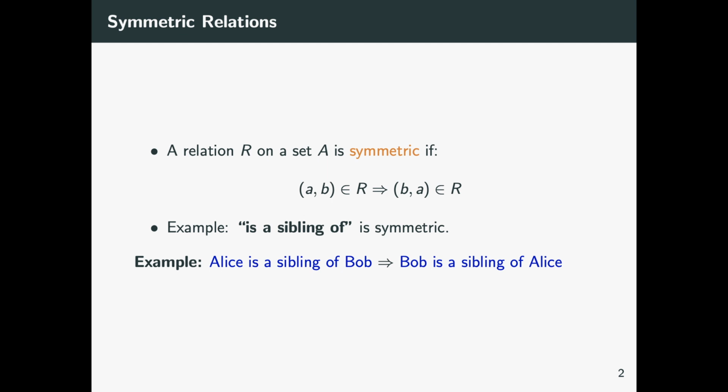For example, consider the relation "is a sibling of." If Alice is a sibling of Bob, then Bob is also a sibling of Alice. Therefore, this relation is symmetric. On the other hand, the relation "is greater than" is not symmetric. If 5 is greater than 3, then it is not true that 3 is greater than 5, so this relation does not satisfy symmetry.